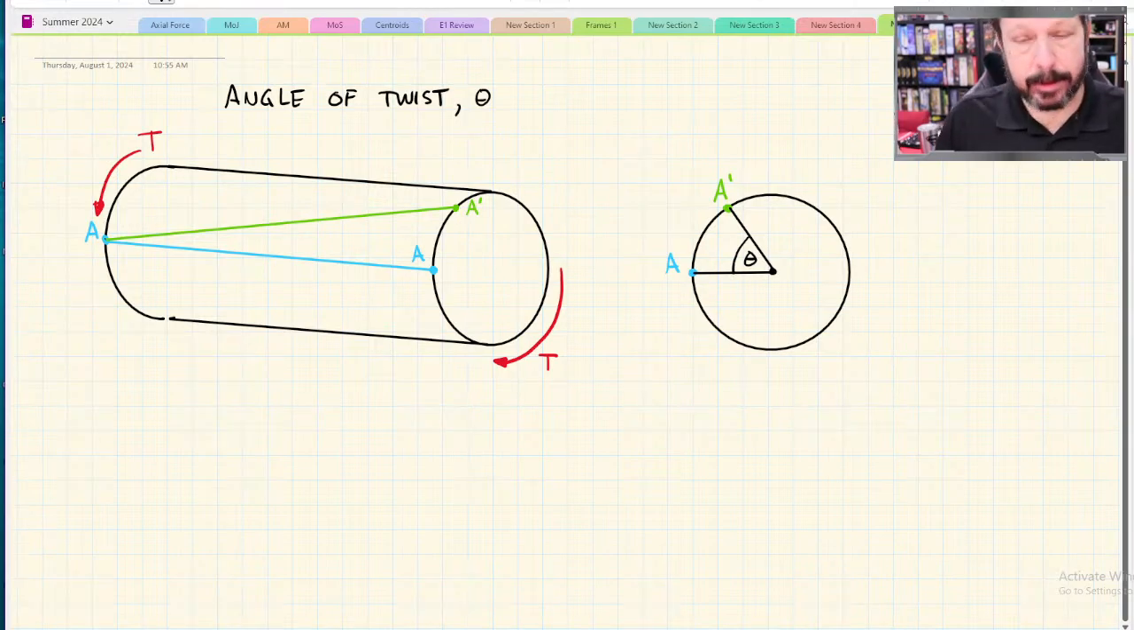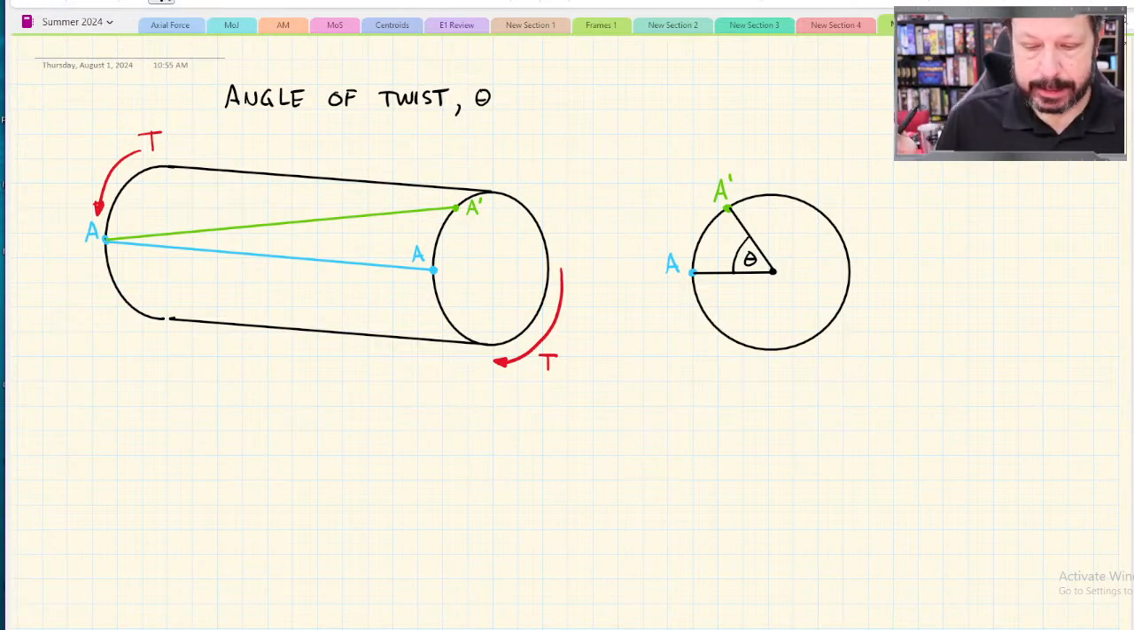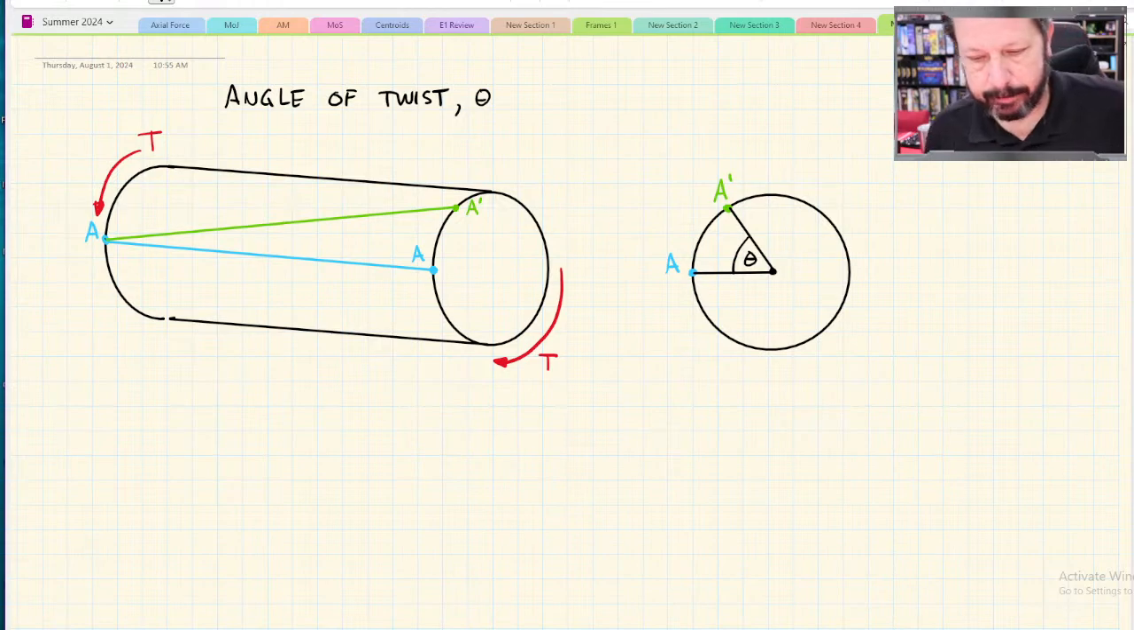So that's all angle of twist is: how far did you twist the shaft measured from one location to another location. So in here, I've got from the left end of the shaft to the right end of the shaft, and there might be reasons why you have different distances, and we'll look at some example problems.